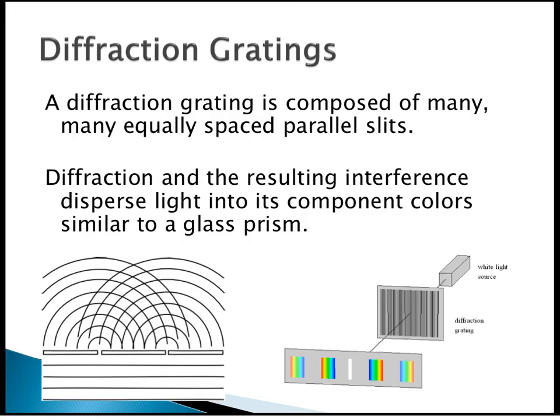A diffraction grating is a device that's composed of many equally spaced, very, very small parallel slits. Light is diffracted, and the result is that the light is going to be separated into the different colors of the rainbow.